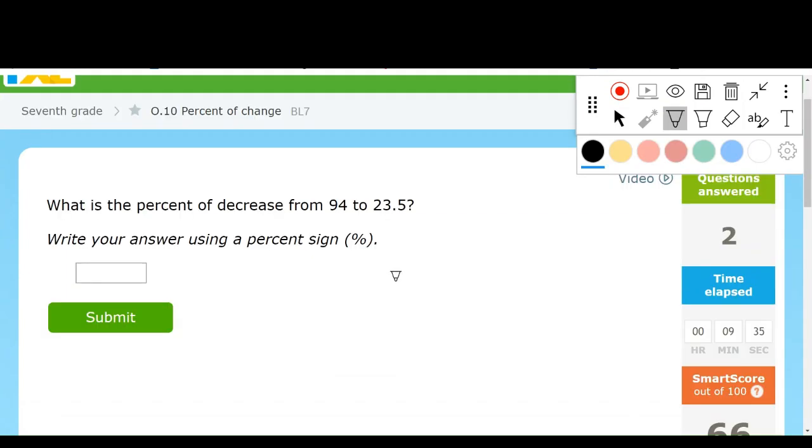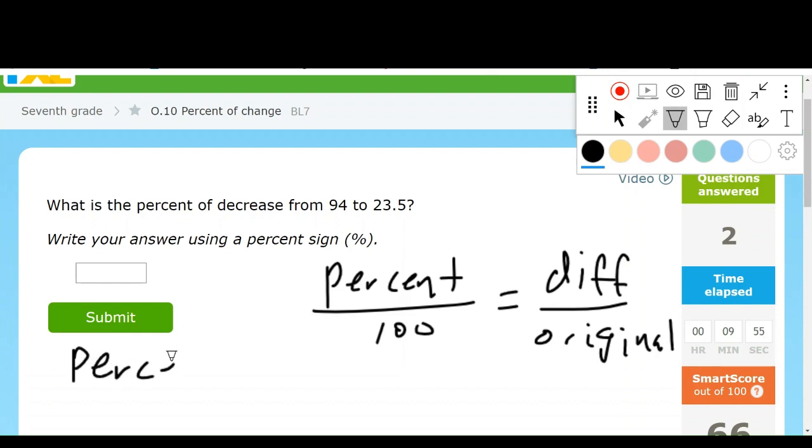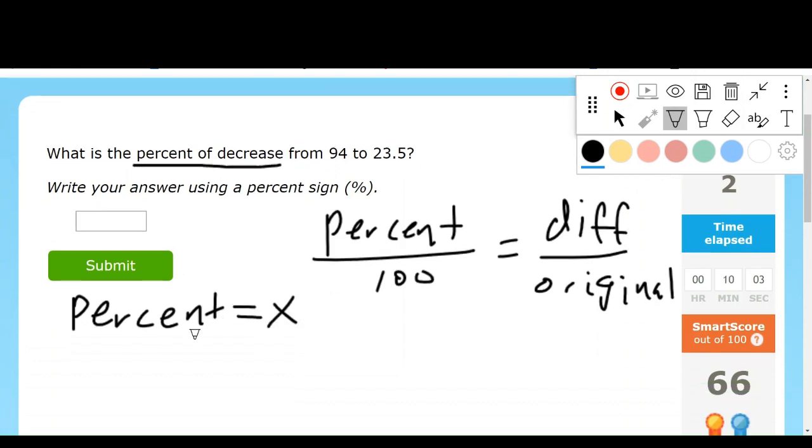Here's another problem. Again, we're going to use the same proportion that we used earlier: percent over 100 equals difference over original. I'm going to make a note on the side here. What is my percent? Well, that's what we're trying to find. What is the percent of decrease? I don't know that amount, so I'm going to use x to represent it.